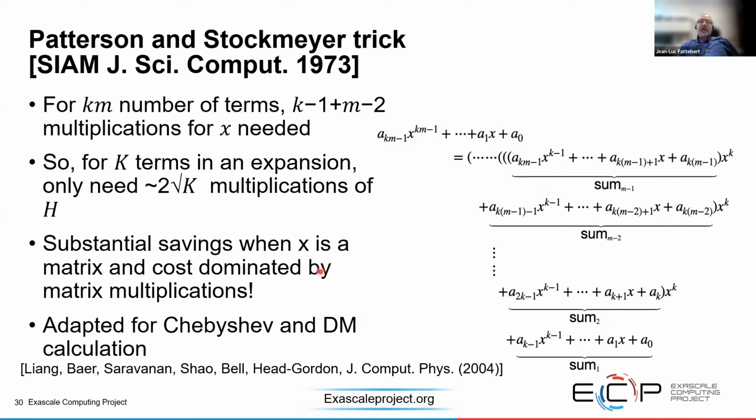This becomes quite competitive with the diagonalization. And this idea was adapted to the Chebyshev scheme, the Chebyshev polynomial for density matrix calculation, by Ed Gordon's group in Berkeley in 2004.